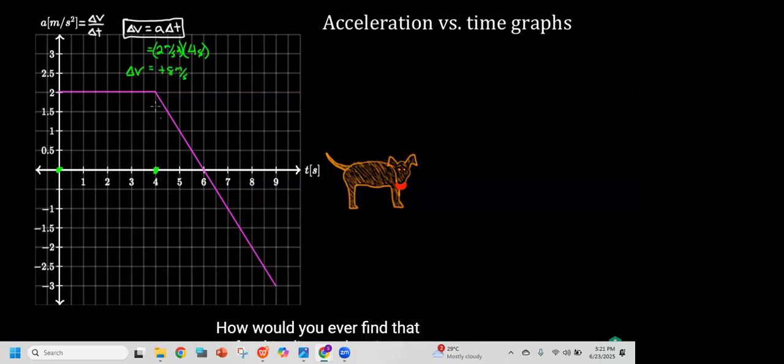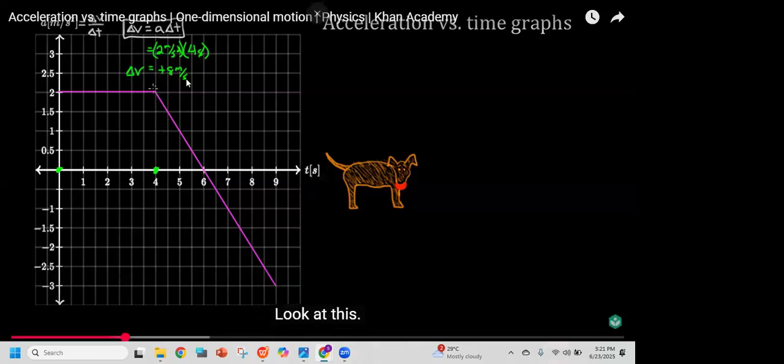How would you ever find that for this diagonal region? This is a problem. Look at this. Exactly. This is not the velocity. It is actually change. We don't know what was its starting velocity. We don't know what is its final velocity. But we know the difference between the two is only 8. Understood?